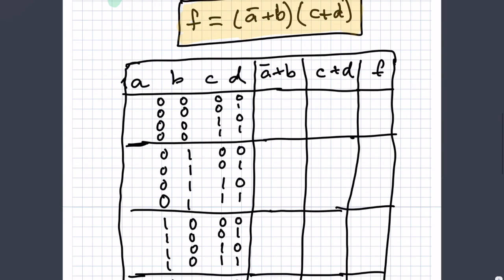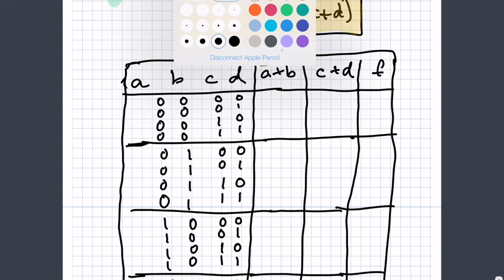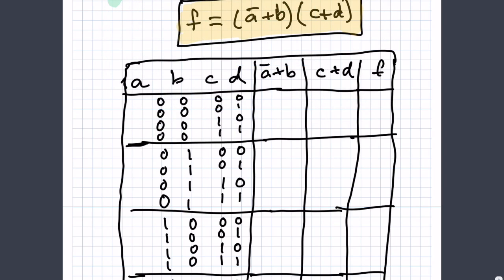Alright, so let's consider A bar or B. So what we're looking for is where either A bar or B would be a 1. Okay, so A bar is a 1 when A is a 0. So, looking over here, getting some color, let's do light blue. Here A is a 0, so A bar here is going to be a 1. 1 ORed with anything is 1, so I can put immediately the 4 ones here.